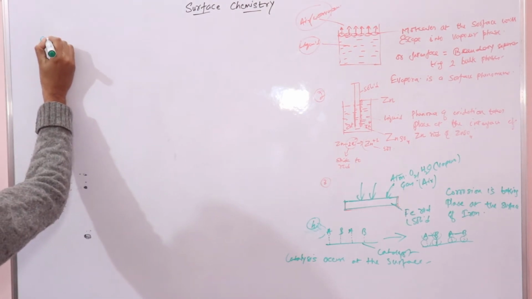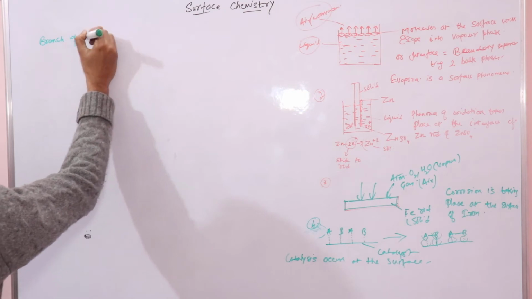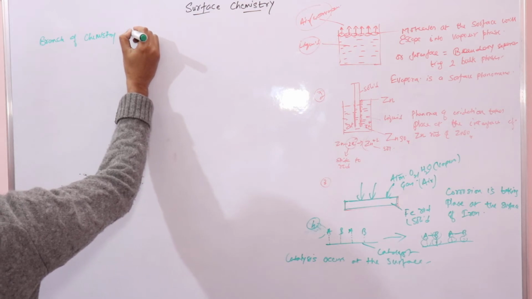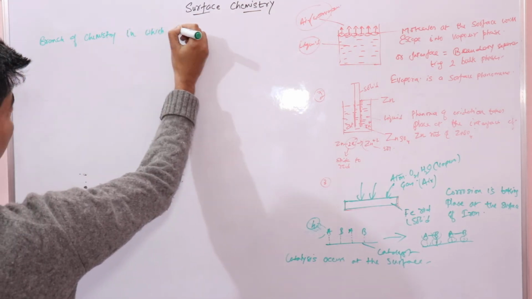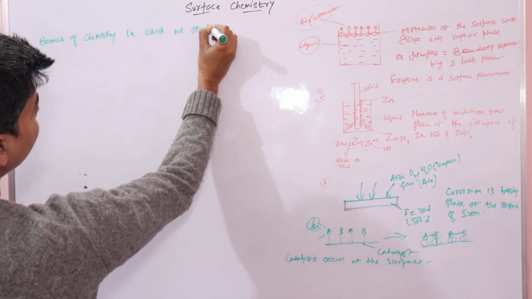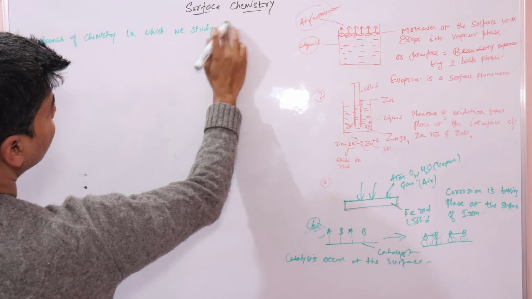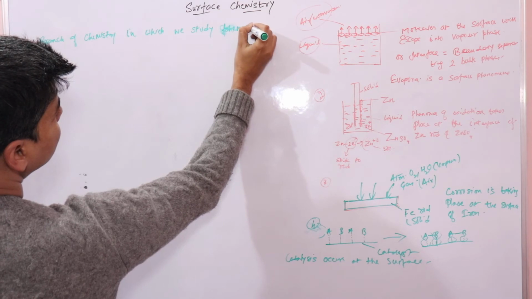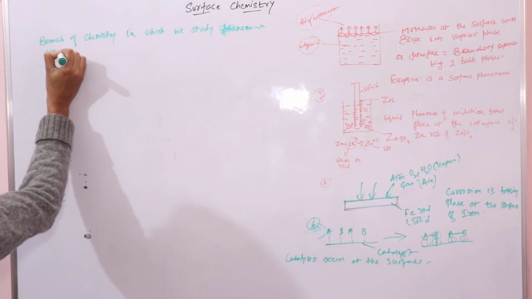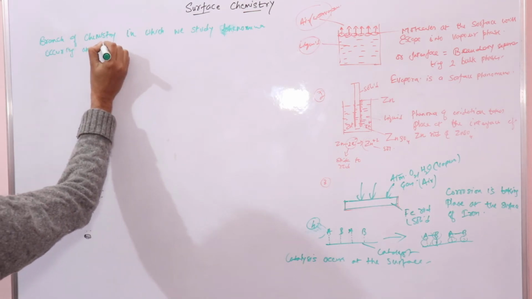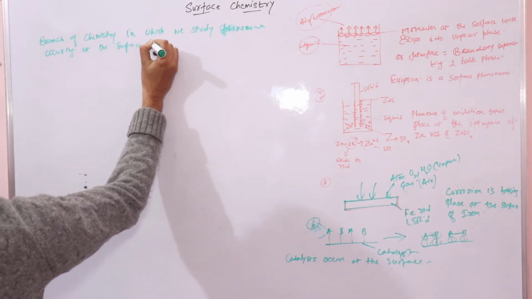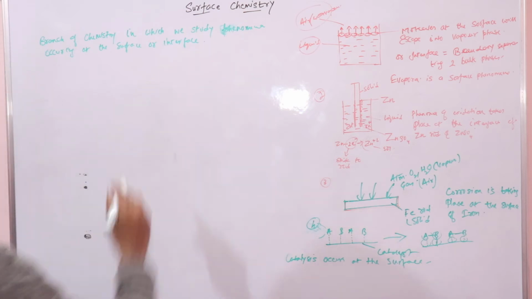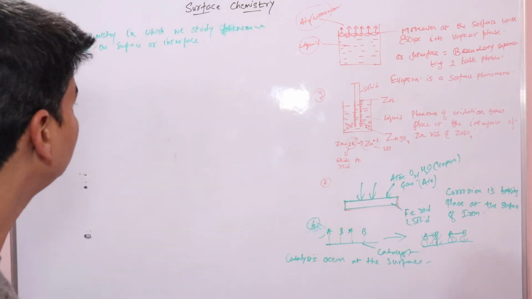Surface chemistry is the branch of chemistry in which we study phenomena occurring at the surface or interface separating the two bulk media. All these are the examples, right?